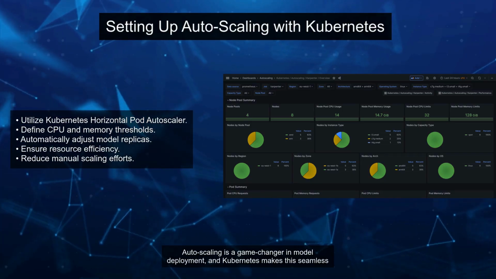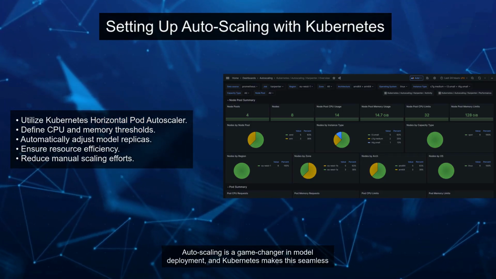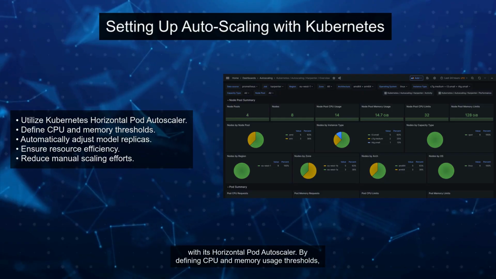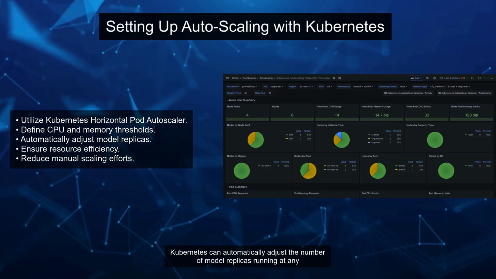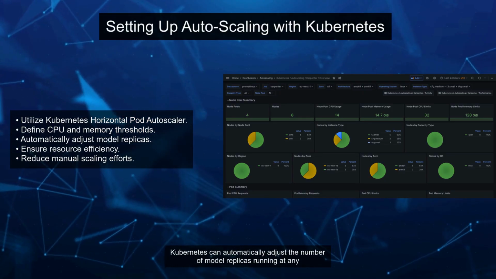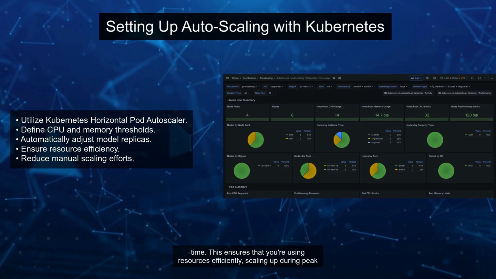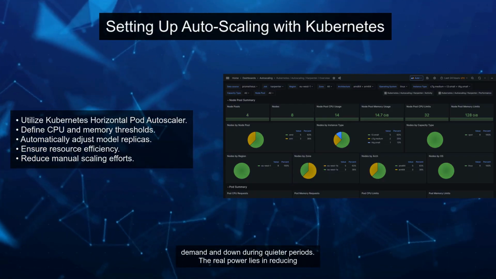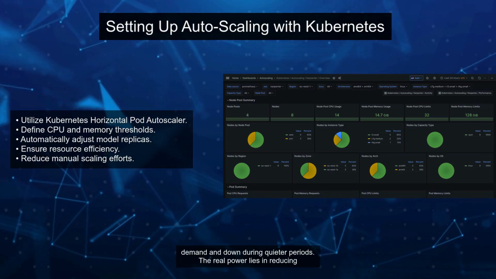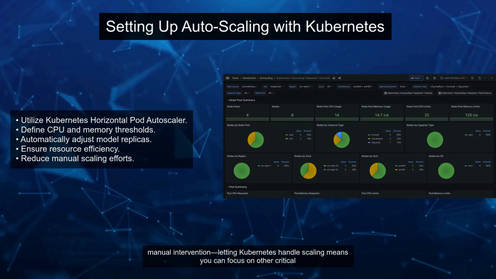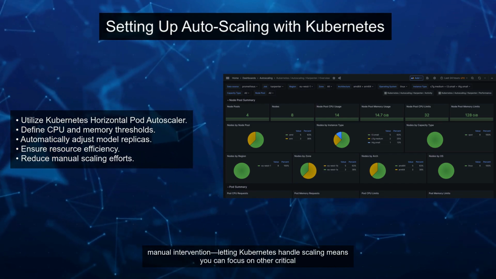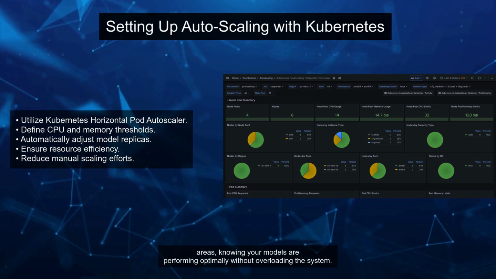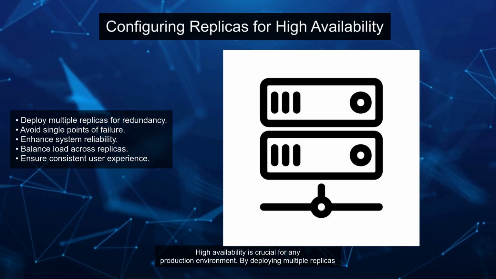Auto-scaling is a game-changer in model deployment, and Kubernetes makes this seamless with its horizontal pod autoscaler. By defining CPU and memory usage thresholds, Kubernetes can automatically adjust the number of model replicas running at any time. This ensures that you're using resources efficiently, scaling up during peak demand and down during quieter periods. The real power lies in reducing manual intervention. Letting Kubernetes handle scaling means you can focus on other critical areas, knowing your models are performing optimally without overloading the system.